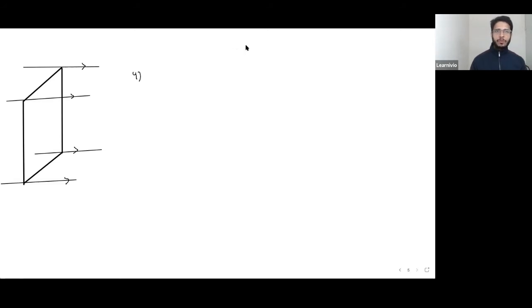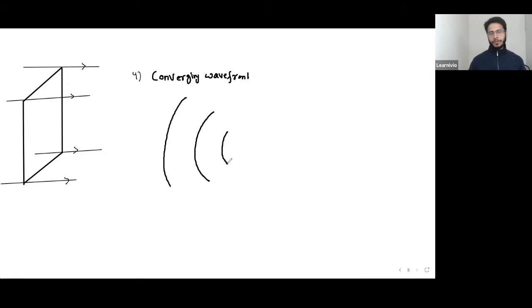Then you can have a converging wavefront. We draw converging wavefronts like this. If I draw rays, rays are basically perpendicular to these wavefronts. If you look at the rays, these rays are converging. That's why we call this type of wavefront a converging wavefront.